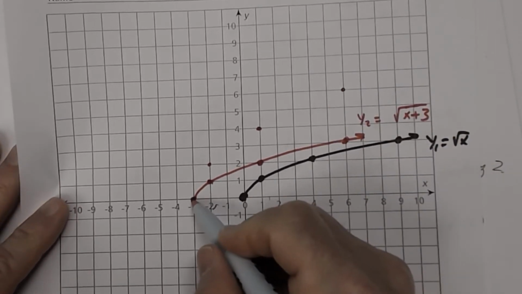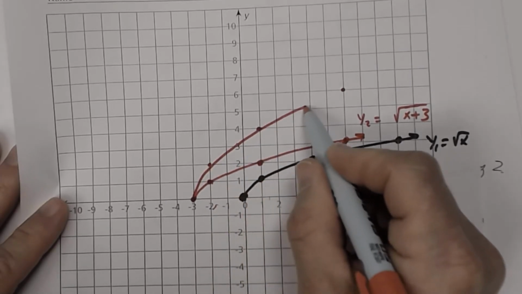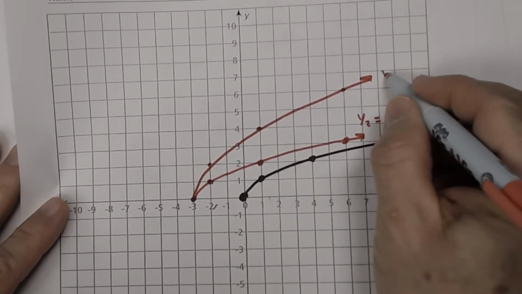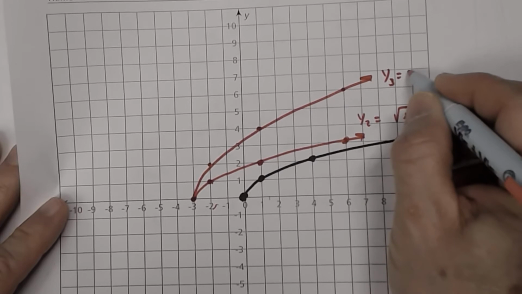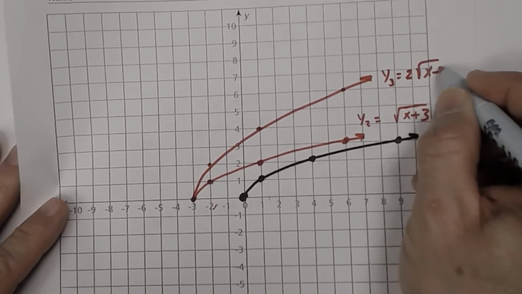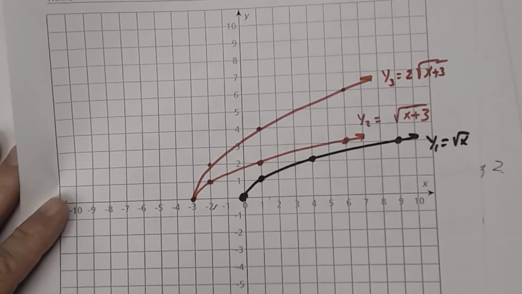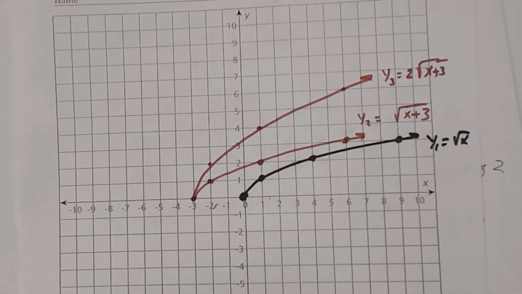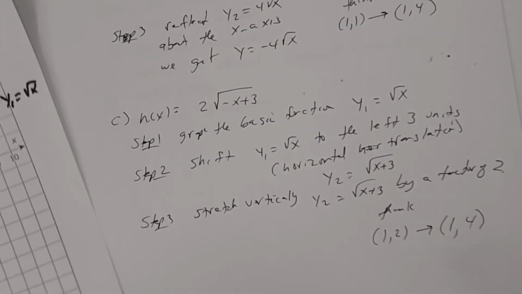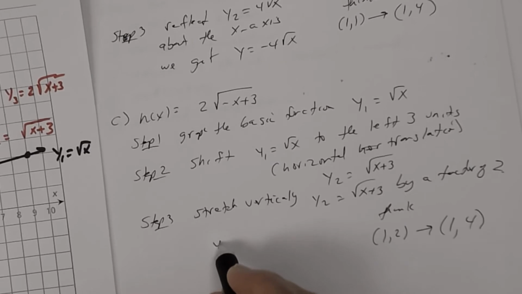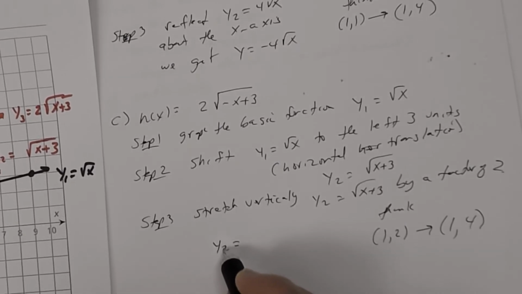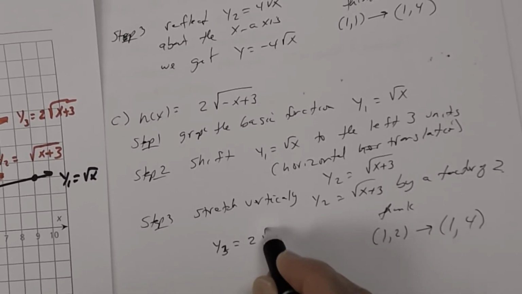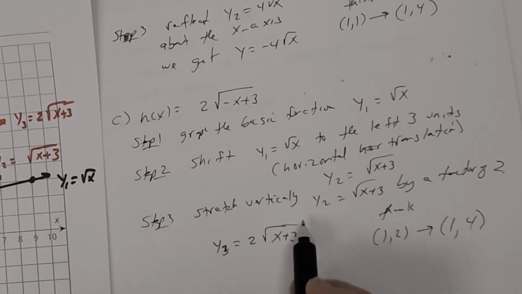And so this right here, you're going to say now is y3 equals 2 square root of x plus 3. 2 square root of x plus 3. Okay? So that's what you say there. Okay? I should have used a different color, but that's okay. And then finally, and let me go ahead and write this right here. So this is now y3 equals 2 square root of x plus 3. Okay, so I'm almost there.